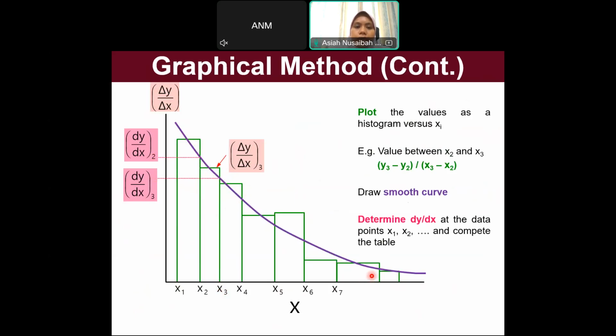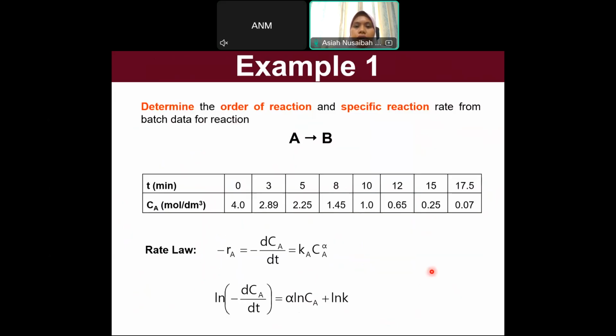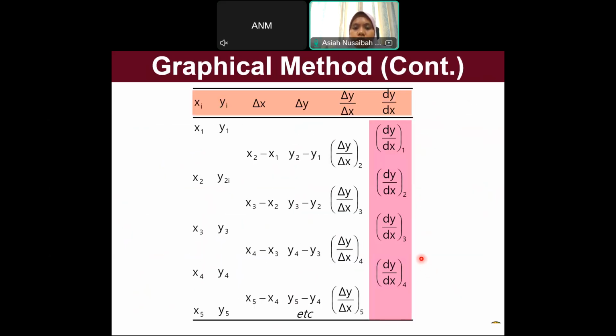Through that you can complete this table. You can find dy/dx2, 3, 4, and so on. So after that, now you only have dy/dx. In our case, we actually have d concentration over dt.